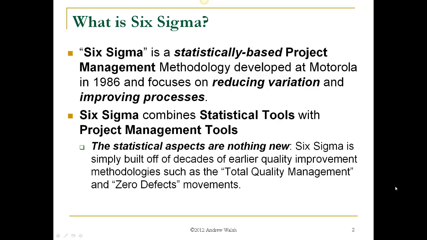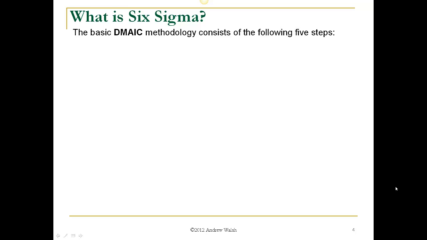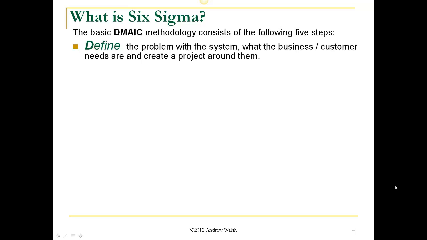Six Sigma is simply built off of decades of earlier quality improvement methodologies such as the total quality management and zero defects movements. Six Sigma is based on a systematic project management structure called DMAIC. What is DMAIC? The basic DMAIC methodology consists of the following 5 steps.